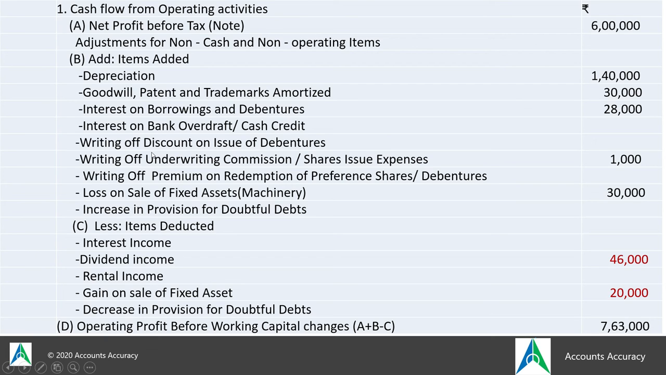So once we add back all the non-cash expenses and non-operating items and deduct items which are not the part of operating activity as well as which are non-cash income items, we get operating profit before working capital changes. I hope you might have understood it.